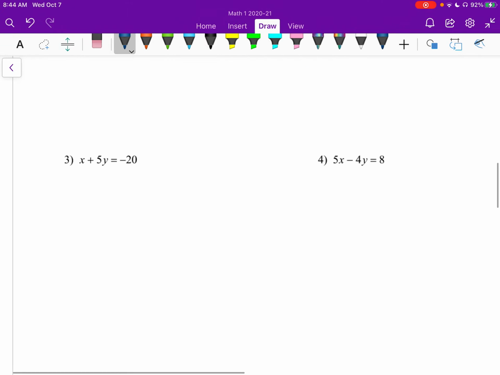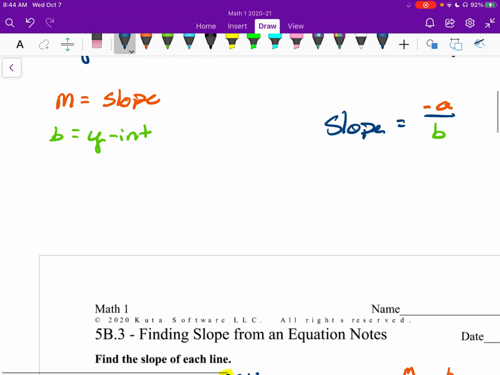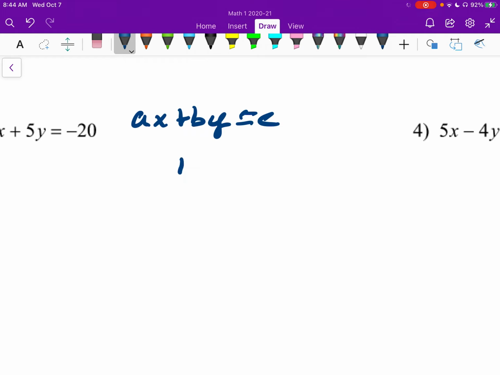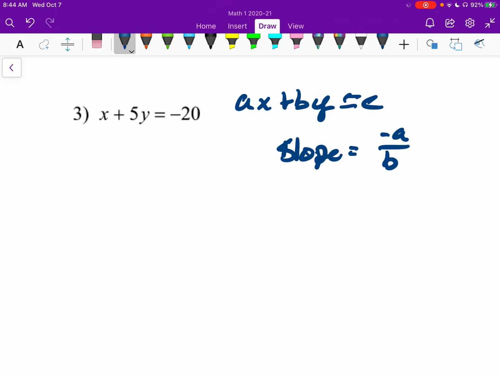Let's look at number 3. Number 3 is actually in general form. So normally general form is ax plus by equals c. And let's look back up here. What did we say our slope is? Our slope is negative a over b. So we want slope equals negative a over b. So we could really quickly grab from here what our slope is, because here, a is 1 and b is 5. So our slope is going to be negative 1 over 5.